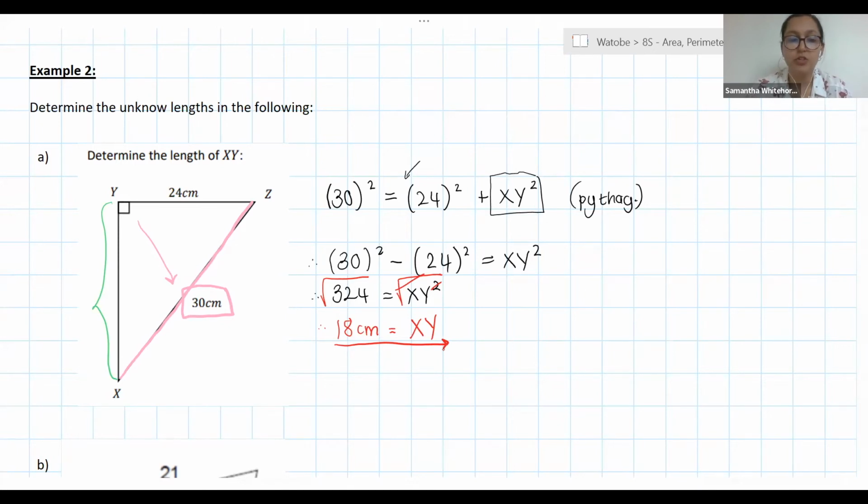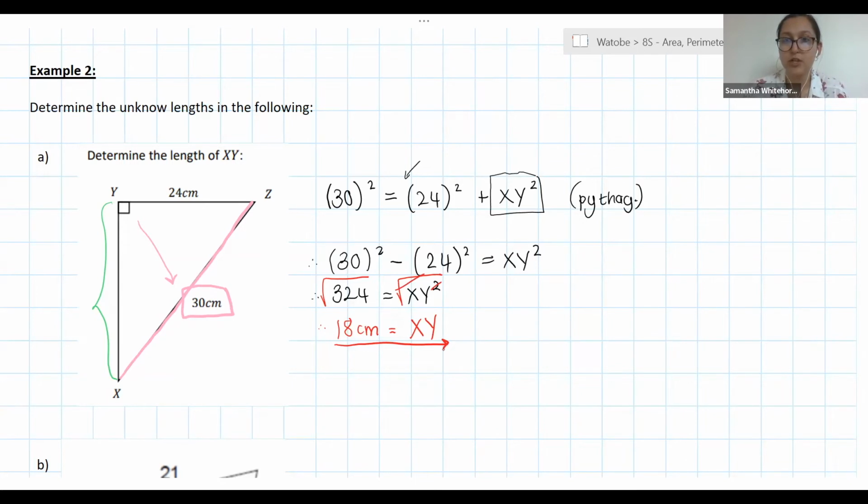So nothing too complicated. We just have to bear in mind that now, because we're not solving for the hypotenuse, my operations look a little bit different. But the method is the same. We still use the same theorem, the same substitution. It just means that when it comes to our actual operations and solving for our unknown, we do need to do a subtraction instead of an addition.